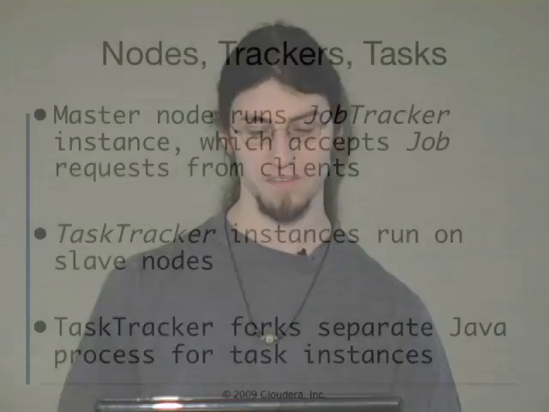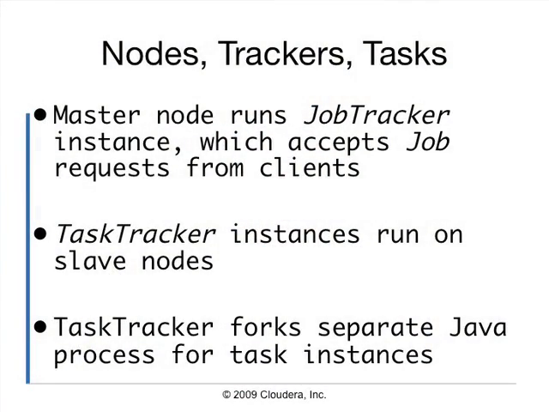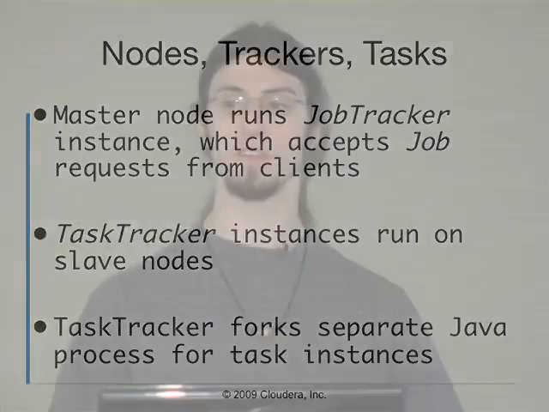So the single master node is running an instance of the job tracker daemon. And clients are continually sending in these job requests. All these italicized terms are classes, by the way, in Hadoop itself. And then on the slave nodes, we run an instance of the task tracker. And this will fork a separate process per instance.